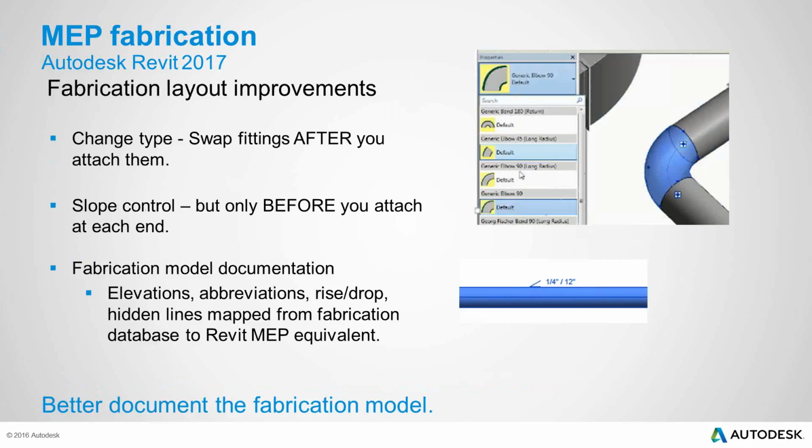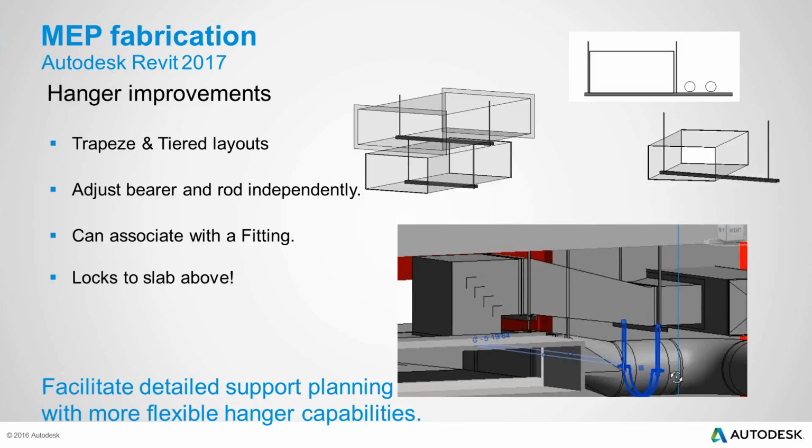There have been some improvements too. One of the things you couldn't do in Revit 2016 with fabrication is actually put in a piece of duct or pipe or tray that had an angle in it, which I thought was a major shortcoming. That's been addressed, so you can actually put in slopes. If you do join up the piece of pipe or duct or whatever, you can adjust the slope afterwards. You can also swap out fittings after you've placed them together. That's another enhancement from 2016.